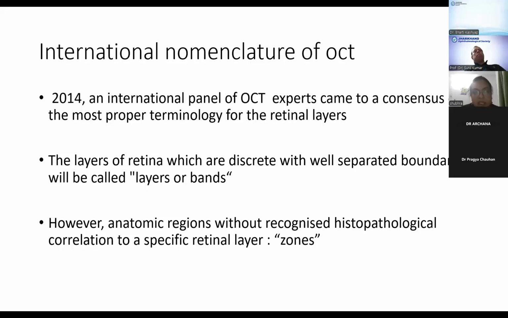So what is the international nomenclature of OCT? In 2014, an international panel of OCT experts had come together to come to a consensus on what is the proper terminology for the retinal layers. So now these layers are basically known as zones. Now we call them zones. So we'll go to that now.